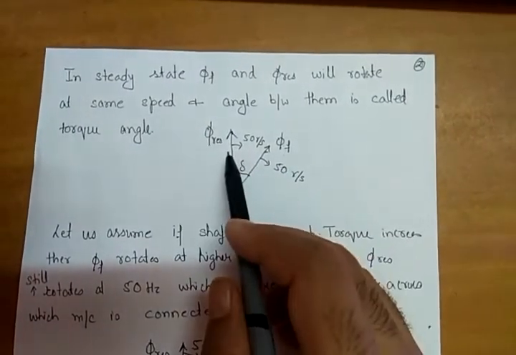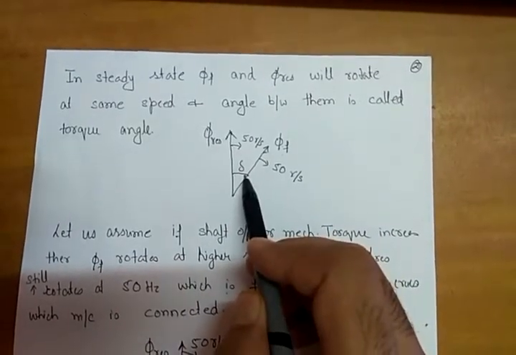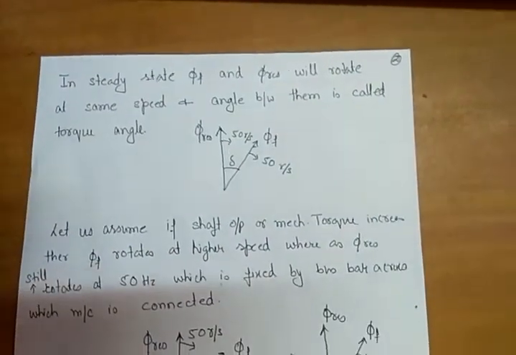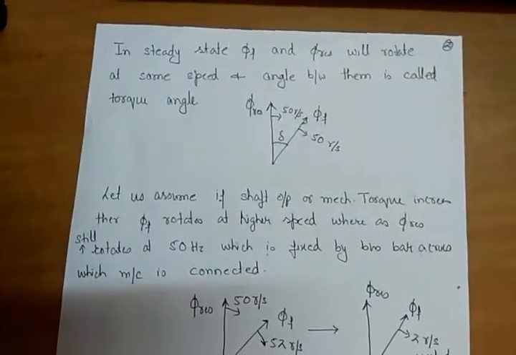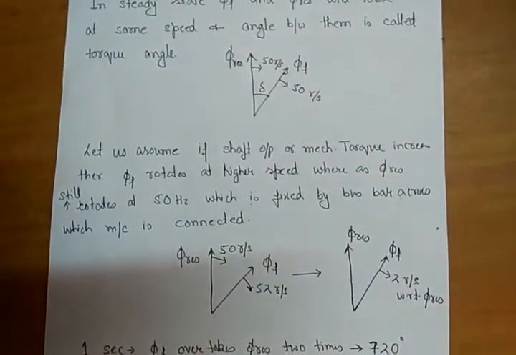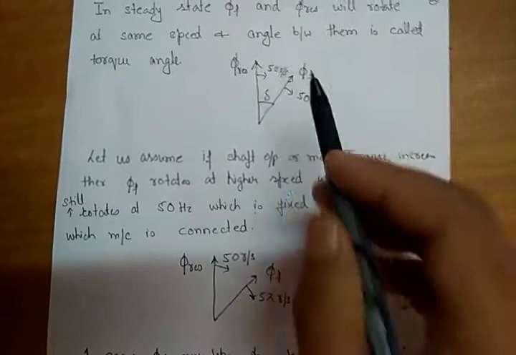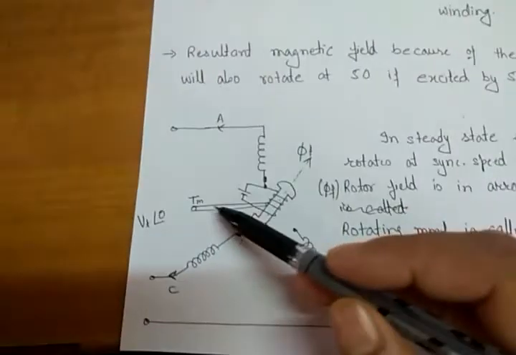Okay, so relative speed is 0. As long as the relative speed between the two is 0, we say that torque angle delta is constant. Let us assume a case where the shaft output increases, which means mechanical torque increases. If mechanical torque increases, it is exerted on the rotor with the help of the turbine.